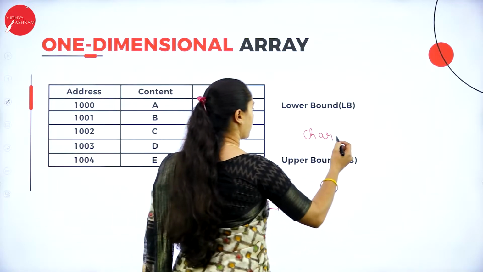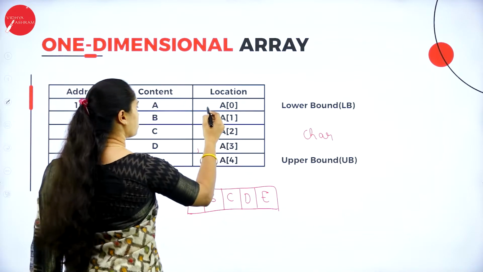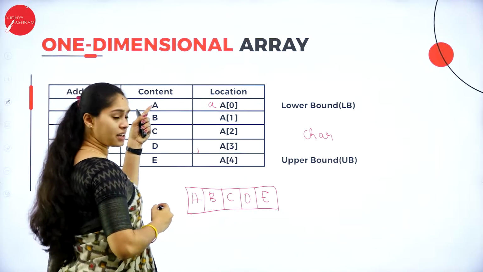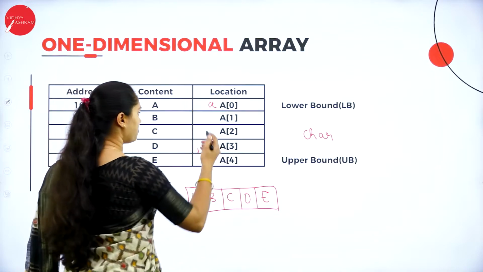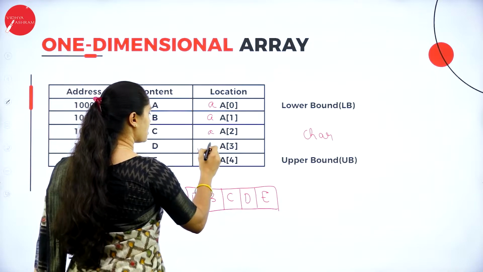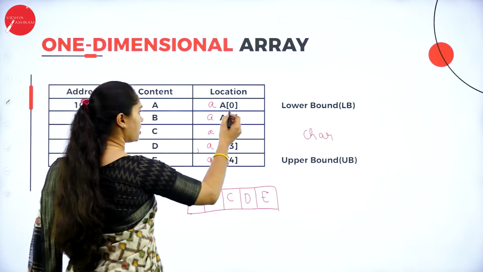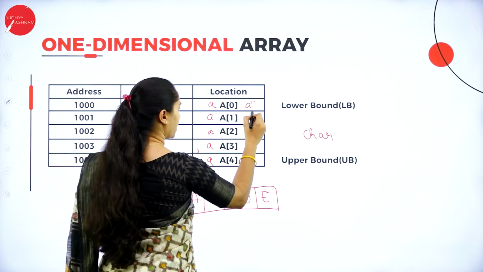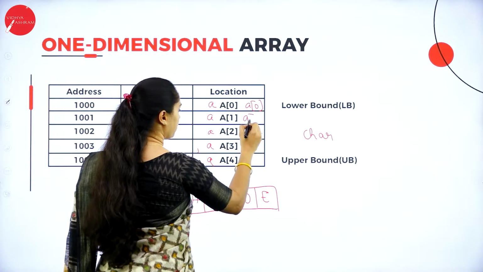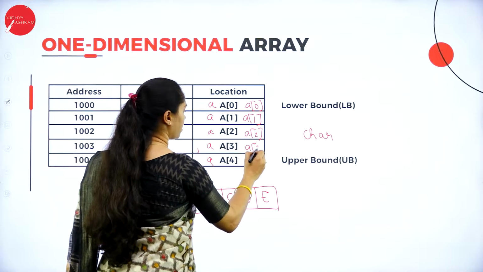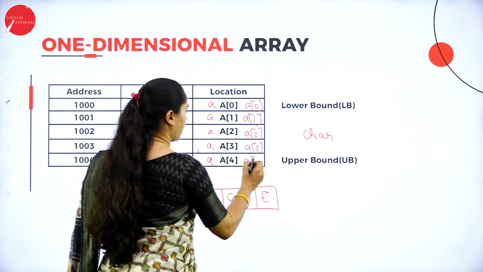We can use A, or else you just make it as small a in order to make a difference between the value or a content called A along with the name of an array. So let me consider this as a small a instead of this capital A. Fine. So now what will it be? Let me rewrite it. A of 0, A of 1, A of 2, A of 3, and A of 4.